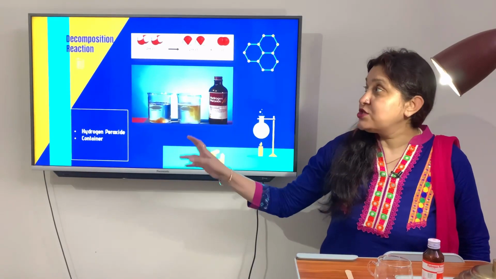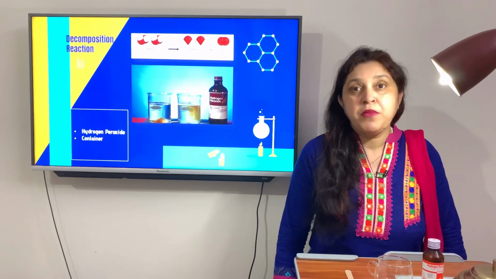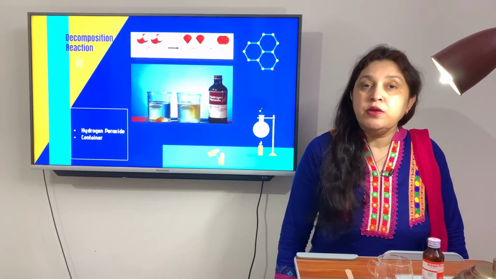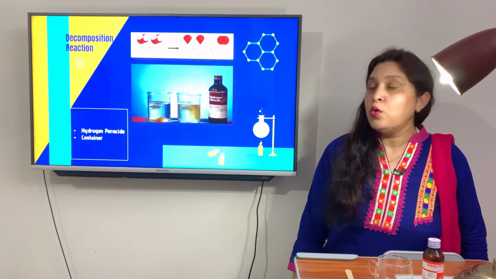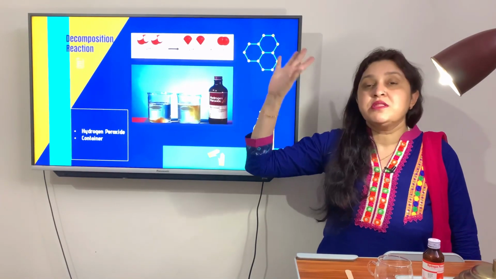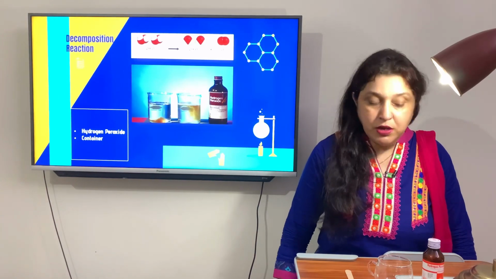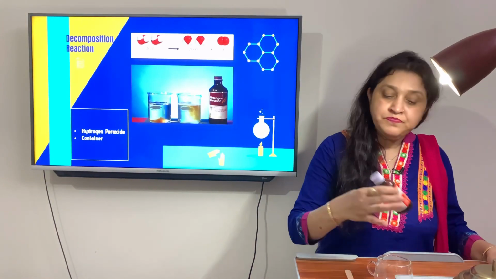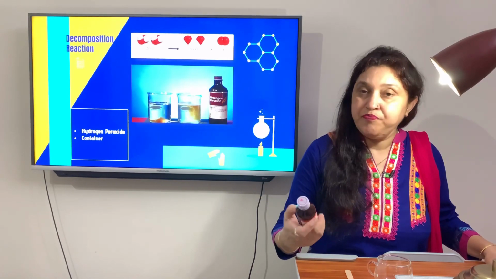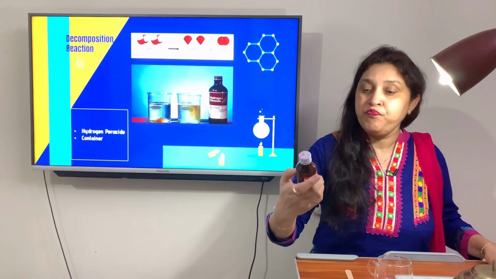Second type of reaction is decomposition reaction. What is decomposition reaction? It is a type of reaction in which two or more than two products are formed from a single reactant. Now let's take an example. This is the formula of hydrogen peroxide, H2O2.